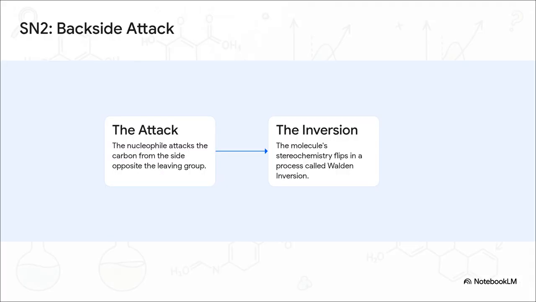So how does this direct attacker actually work? Well, the SN2 playbook really only has one move, but it's a good one, the backside attack. The nucleophile literally ambushes the carbon from the side opposite the group that's trying to leave, kicking it out in one single fluid motion. And the result? It's incredible. The molecule's whole geometry flips inside out, kind of like an umbrella getting caught in a gust of wind. It's a beautiful process called a Walden inversion.